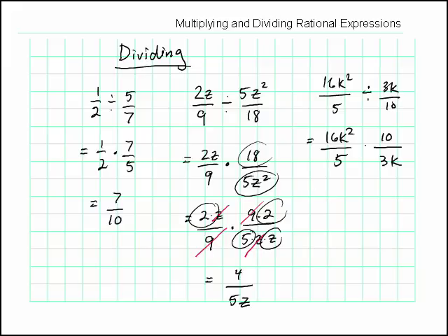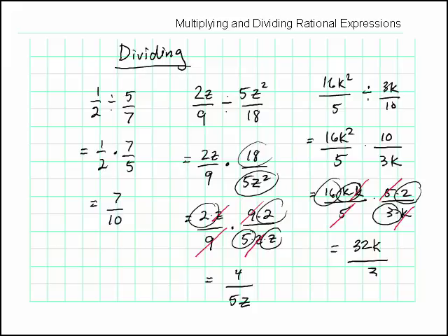Now let's factor a few things. 16 times k over 5. I'm going to write the 10 as 5 times 2 because I notice I'm going to be able to cancel 5. And a 3 times a k. I can get rid of the 5, and a k there will cancel one of those down there. And that looks like that's all that's going to reduce. So I am left with 16 times 2, which is 32k over 3. There's my answer.